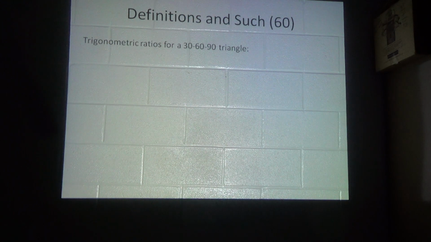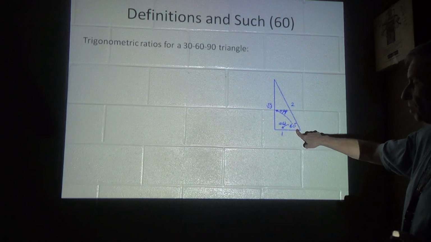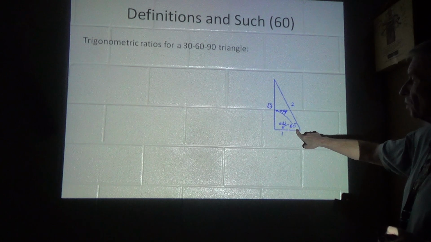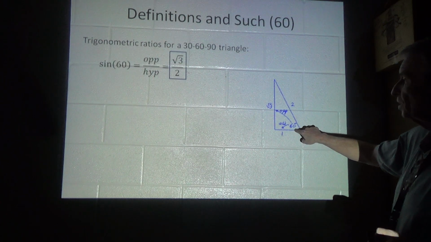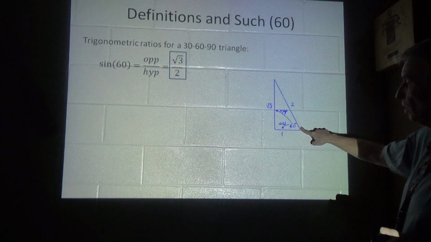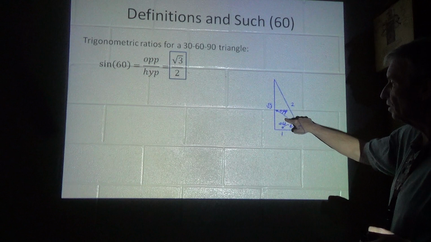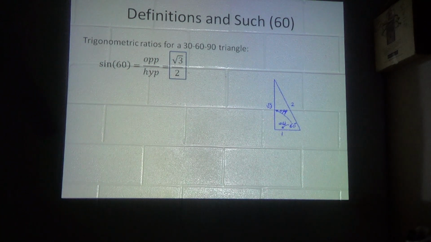Okay, the trigonometric ratios for a 60-degree angle. Here's what we've got: the same little triangle. This time we're going to focus on the 60. So the sine of 60 degrees is going to be the opposite leg over the hypotenuse, just like we talked about a while ago. This gives us the square root of 3, because that's opposite the 60, divided by 2, which is still the hypotenuse.